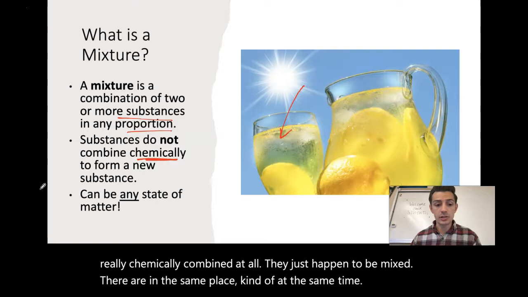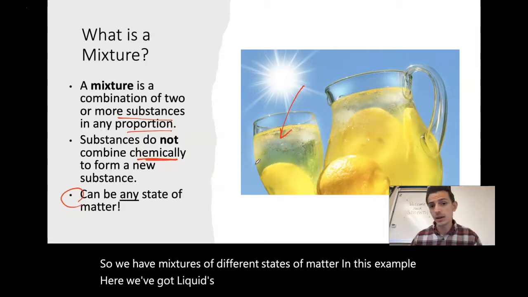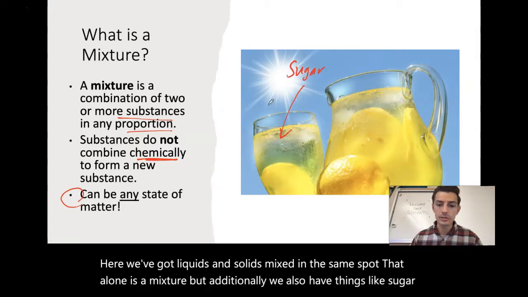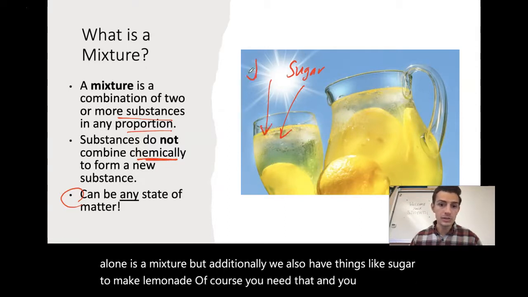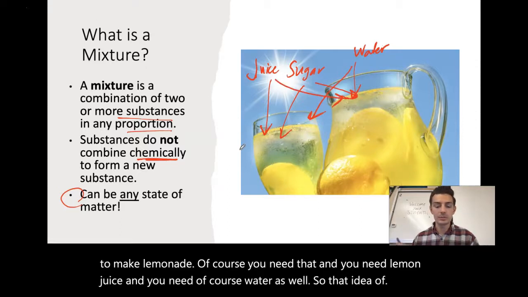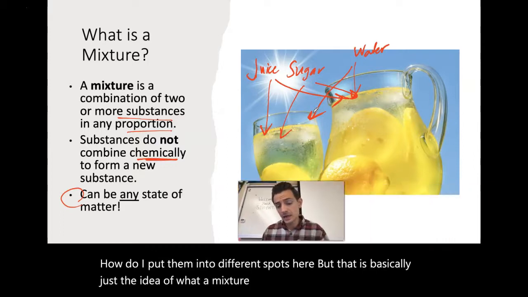They're in the same place at the same time. So we have mixtures of different states of matter in this example here, where we've got liquids and solids mixed in the same spot. That alone is a mixture. But additionally, we also have things like sugar to make lemonade, of course, you need that, and you need lemon juice, and you need, of course, water as well. That is basically just the idea of what a mixture is. We're mixing things together.